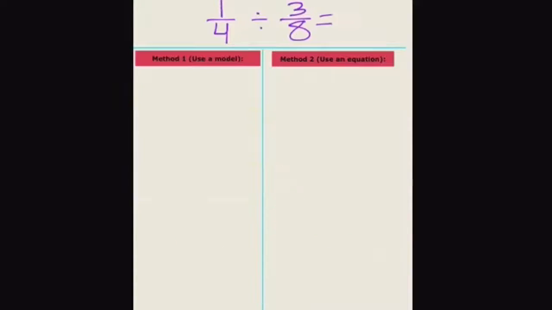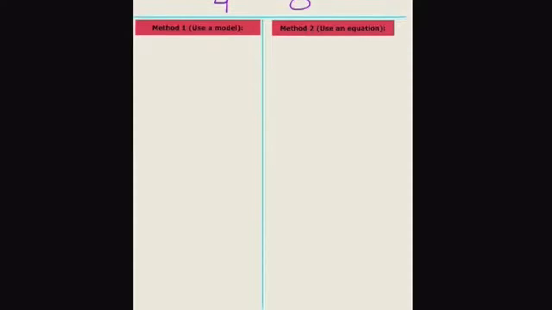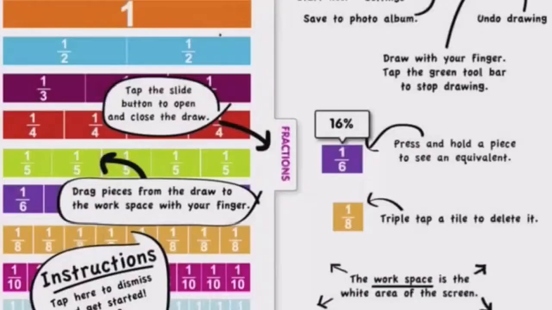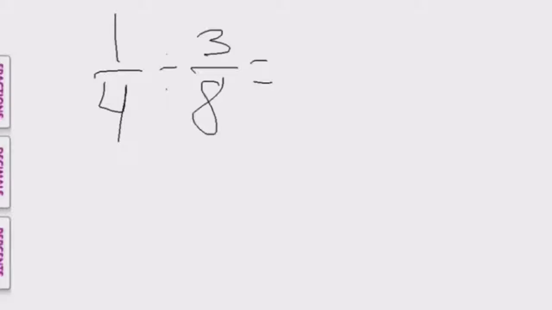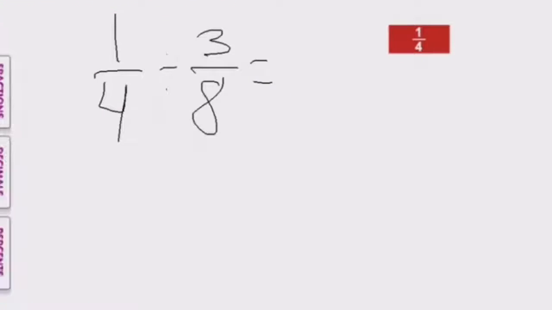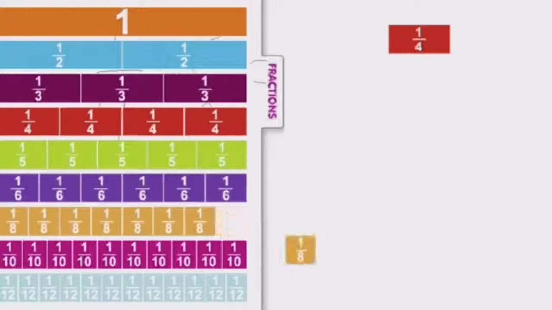Okay, let's try another one. Now we've got 1/4 divided by 3/8. Let's go ahead and pull up our virtual manipulatives. Alright, and let's go ahead and write down our problem. So we've got 1/4 divided by 3/8. Start by modeling that 1/4, and then we're going to see how many times our 3/8 will fit in there.